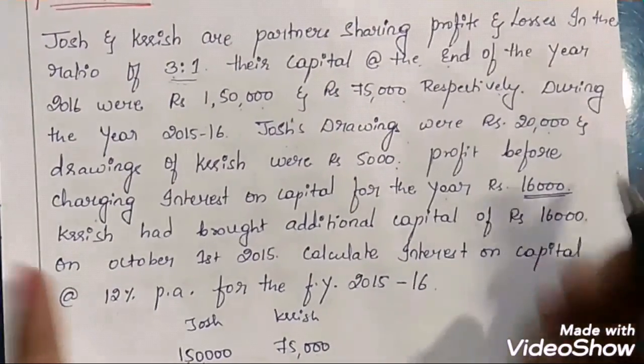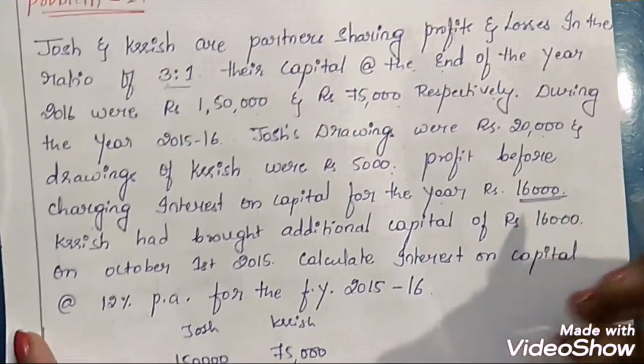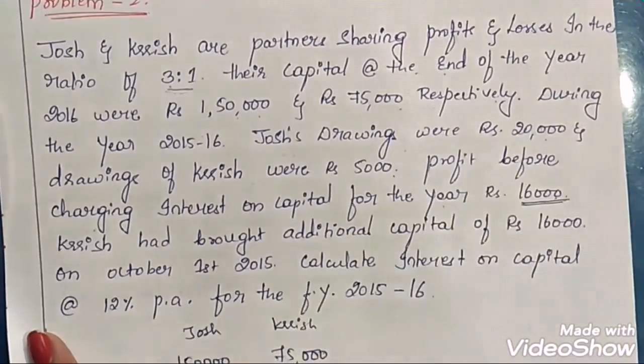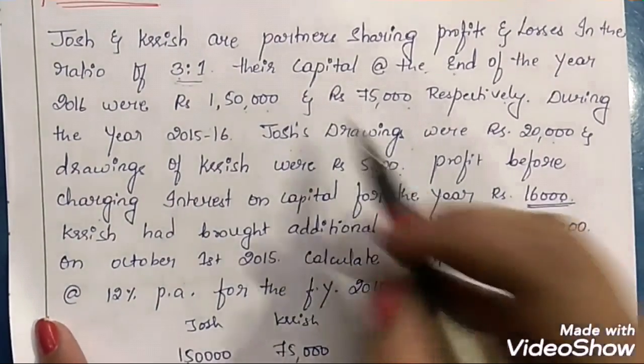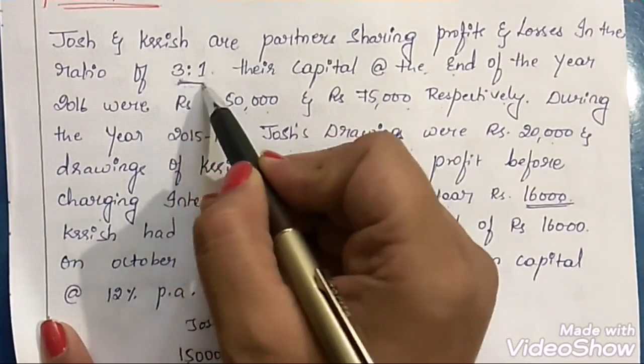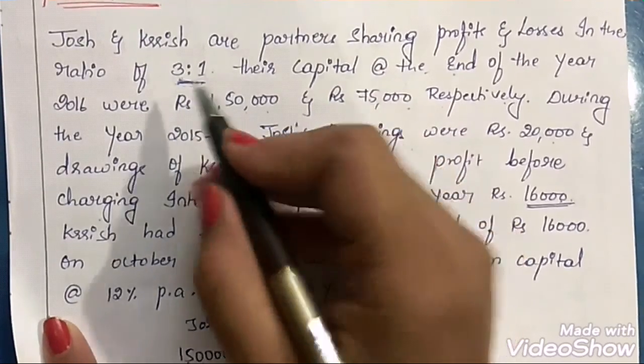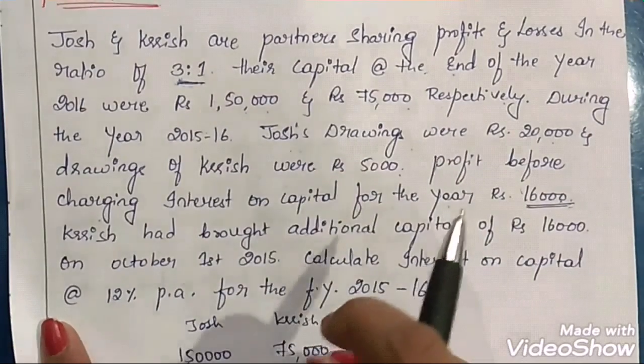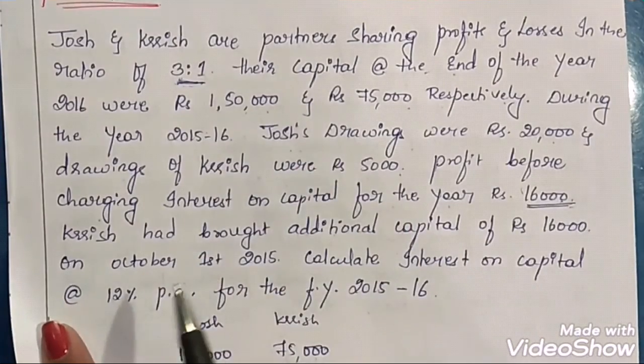See, here only a single amount of profit is given, right? Now we have to divide this profit between both the partners, right? And the profit sharing ratio of the partners is given in the question, right? Now we have to divide this profit between both of them. So we already know how to divide it, right?